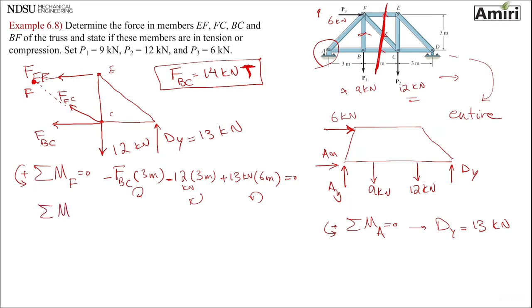Summation of moments about point C equals 0. I'd like to take two moments. So I'm going to have force EF times 3 meters, that's a plus, and force 13 times 3 meters, equals 0. Everything else goes through point C: FC, BC, and the 12 kilonewton all go through point C. So I only have two forces, and the distance to each of them is 3 meters. So force EF is going to be minus 13 kilonewton. So that is a compression.